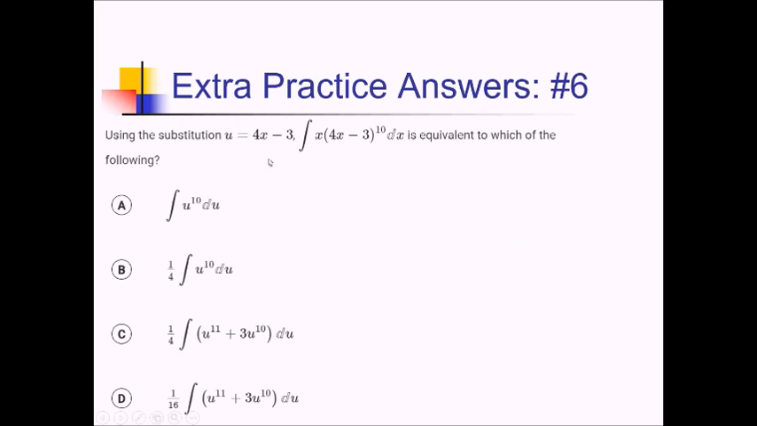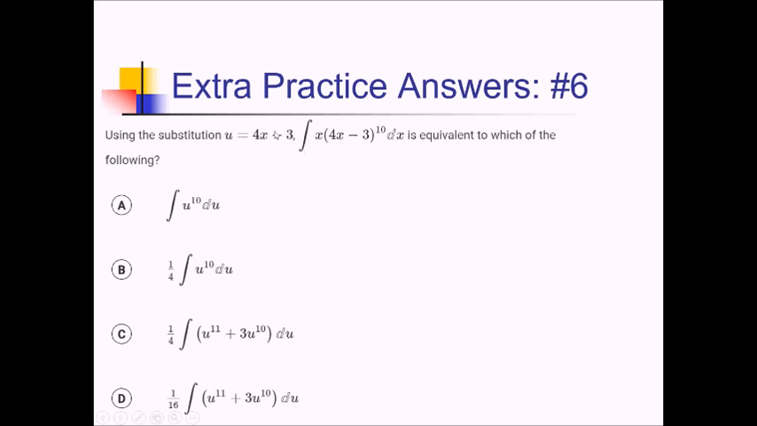For this problem, they're telling us to use the substitution u equals 4x minus 3. So they're making it pretty obvious they want us to use integration by substitution here. They want us to rewrite this integral as something that's equivalent to it in terms of u. So we're not being asked to go all the way with substitution, but we are being asked to rewrite this a little bit. So let's at least start the process of substitution.